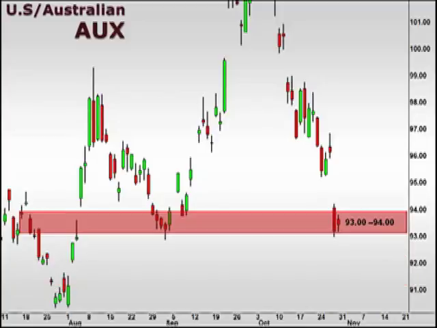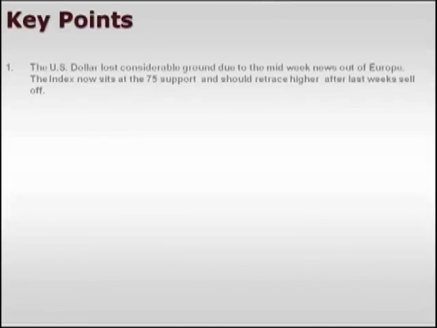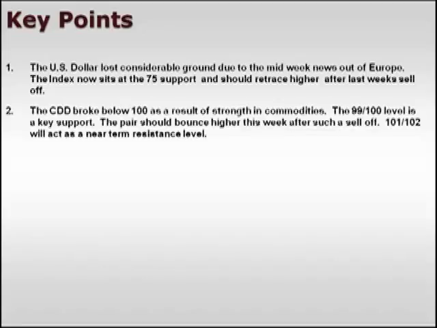Let's take a look at a few of our key points. First of all, the US dollar lost considerable ground due to the midweek news out of Europe. The index now sits at 75 and should retrace higher after last week's sell-off. The CDD broke below 100 as a result of strength in commodities. The 99-100 level is a key support. The pair should bounce higher this week after such a sell-off. 101-102 will act as a near-term resistance level.